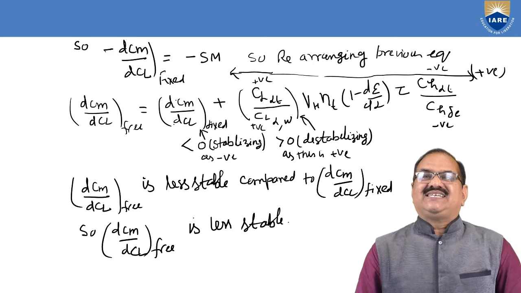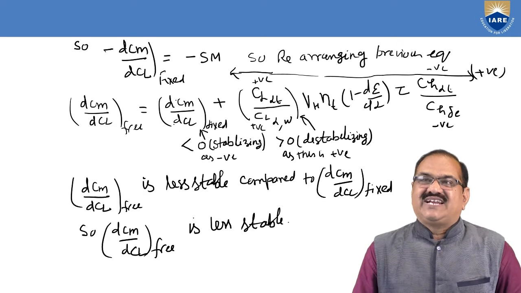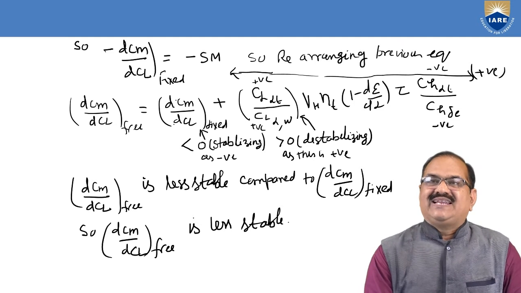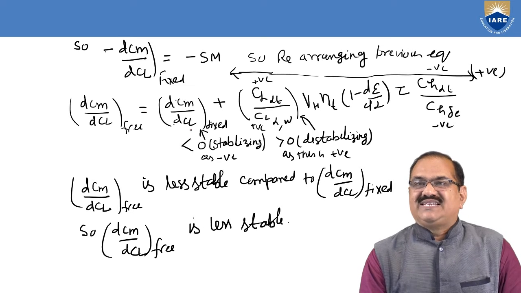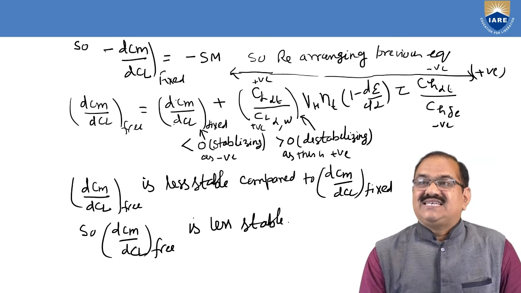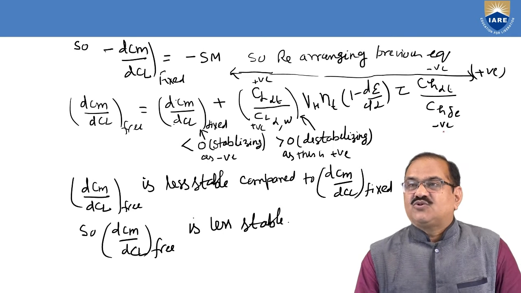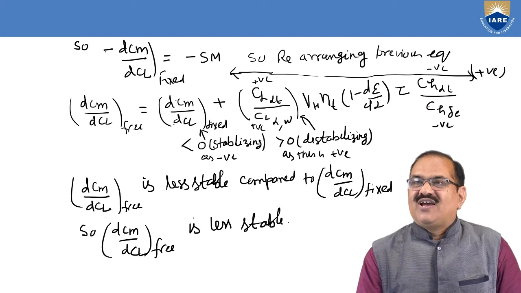Now minus dCM by dCL fixed is equal to minus SM, the static margin. Rearranging the previous equation, we can get that dCM by dCL free is equal to dCM by dCL fixed plus CL alpha T by CL alpha wing, VH, eta T, 1 minus d epsilon by d alpha, tau, CH alpha T by CH delta E. Here the values of CH alpha T and CH delta E are negative.